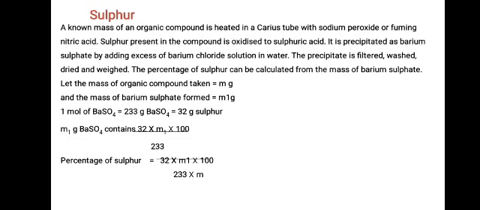And the formula we will apply for this is 32 into m1 into 100 by 233 into m. Here m1 is the BaSO4 formed in this formula, 32 is the weight of the sulfur, 233 is the molecular weight of the barium sulfate, and small m is the mass of the organic compound. And here m1 is the BaSO4, means the weight of the barium sulfate which will be formed in this particular reaction.